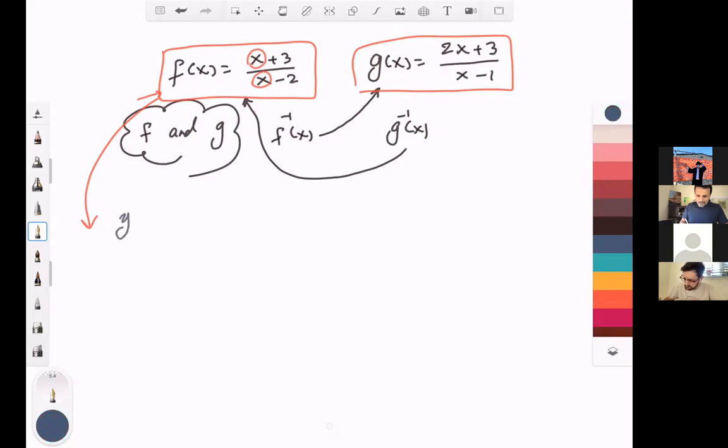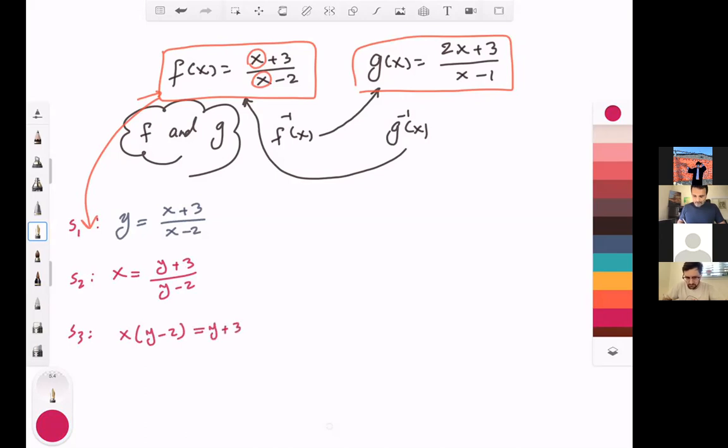So I'm going to say y equal to x plus 3 over x minus 2. Then I'm going to say x equal to y plus 3 over y minus 2. That's step 1. That's step 2. Step 3, that's a complicated one. We're going to solve. So we're going to cross multiply. We have x times y minus 2 equal to y plus 3.